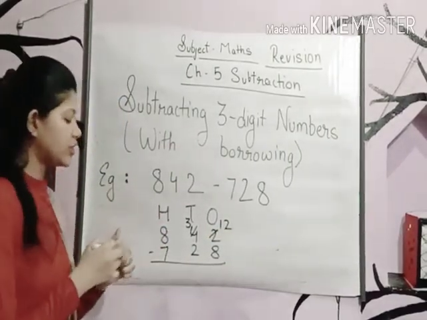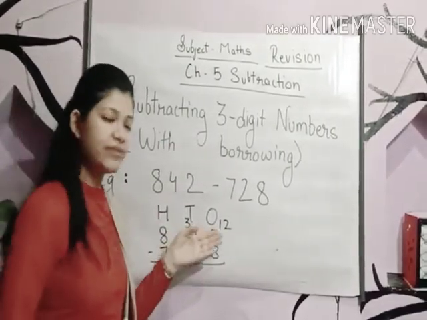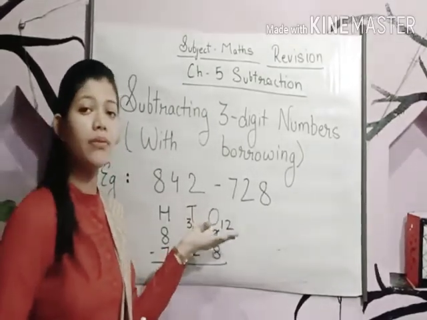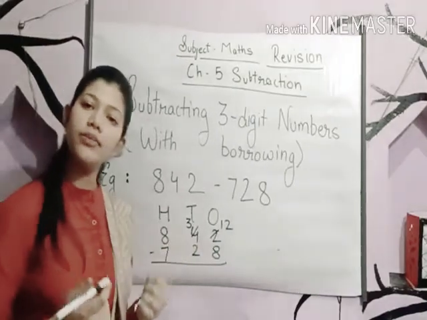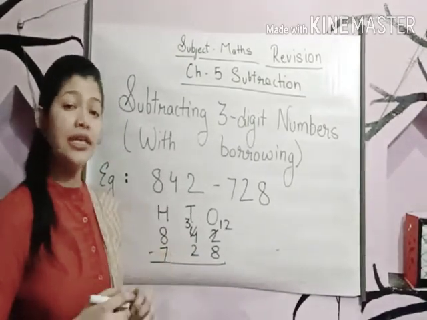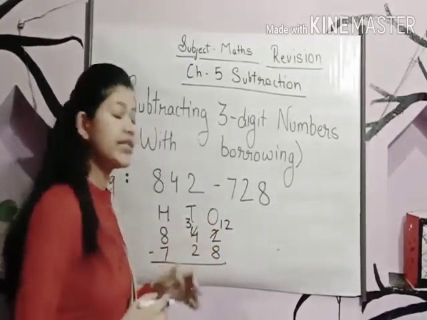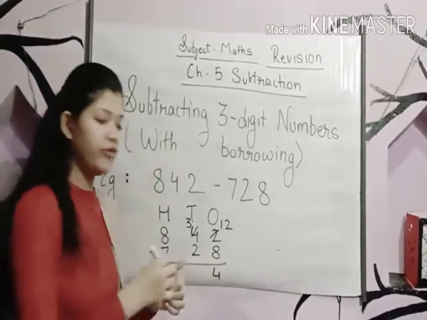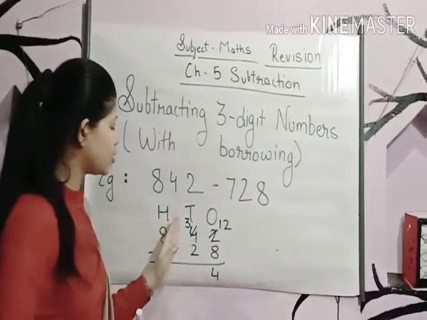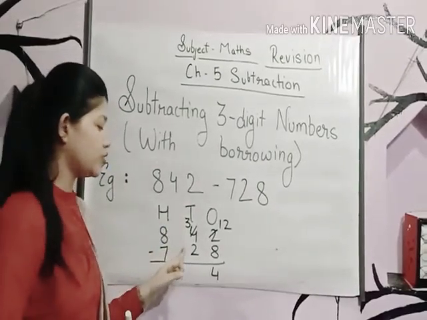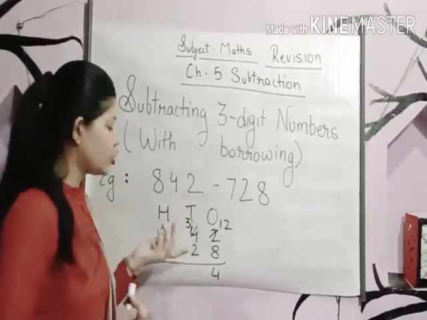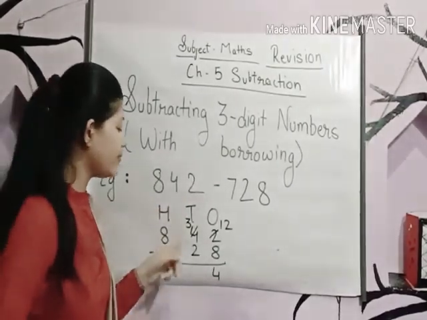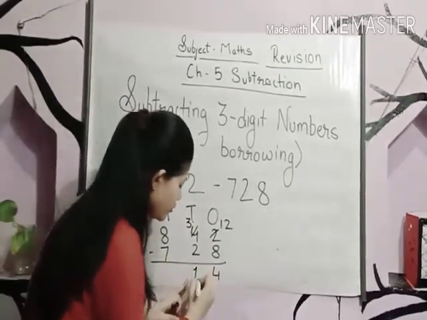Clear? Now tell me, can 8 be subtracted from 12? Yes. Why? Because 12 is a bigger number and 8 is a smaller number. So it can be subtracted. So 12 minus 8 is equal to 4. So we will write 4. Now let's come to the tens column. 3 minus 2. Now see, we can easily subtract 2 from 3, because 3 is a bigger number.